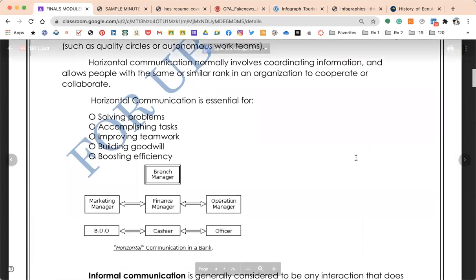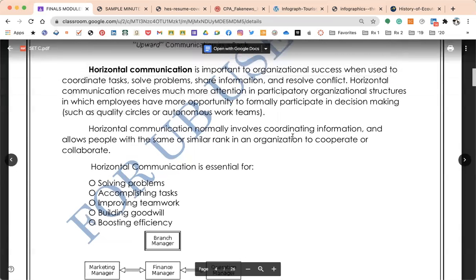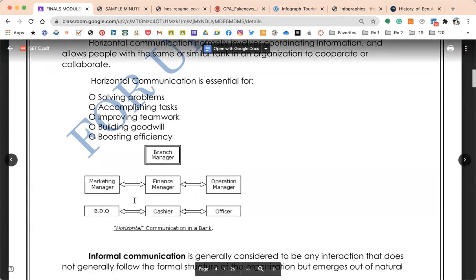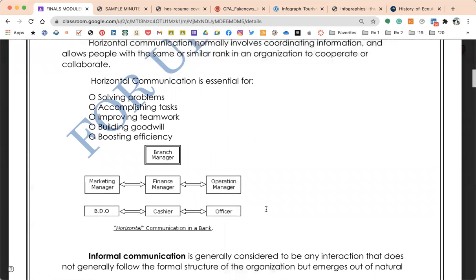Horizontal, on the other hand, is on one level only. This is when you coordinate, solve problems, share information, and resolve conflicts. For example, when we instructors talk to each other, we have our own group chats. I do not know all of your teachers in GE, but my department mates, for example Dr. Landingin, Dr. Aison, Dr. Kitan, Miss Ranges, those ones.